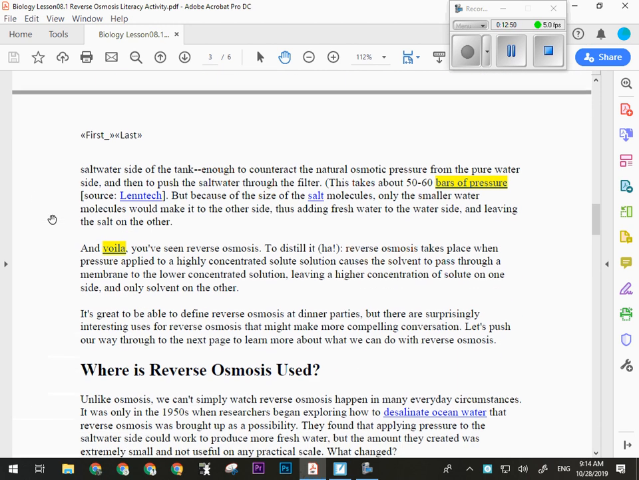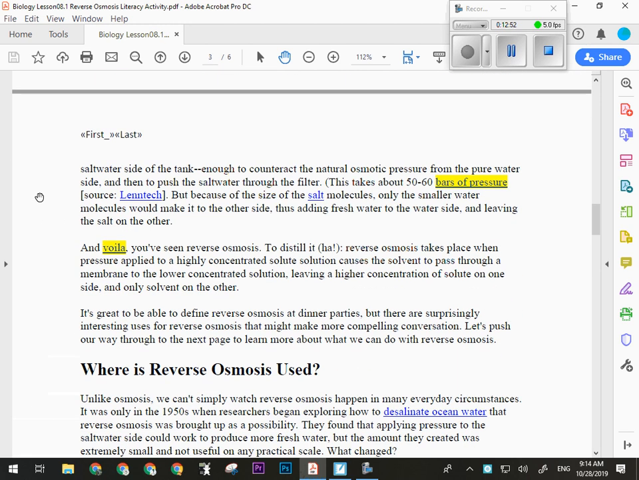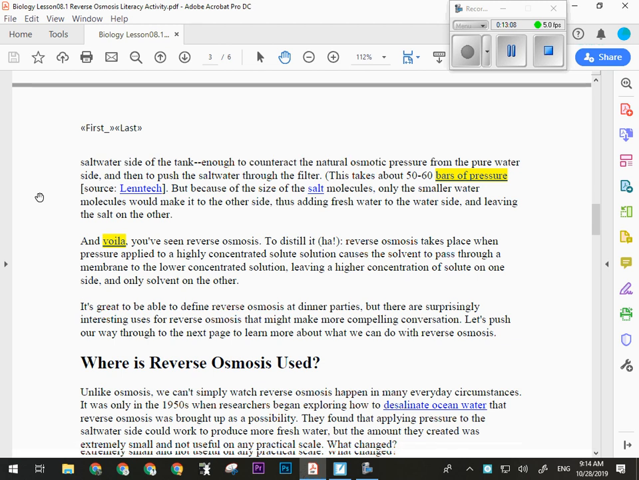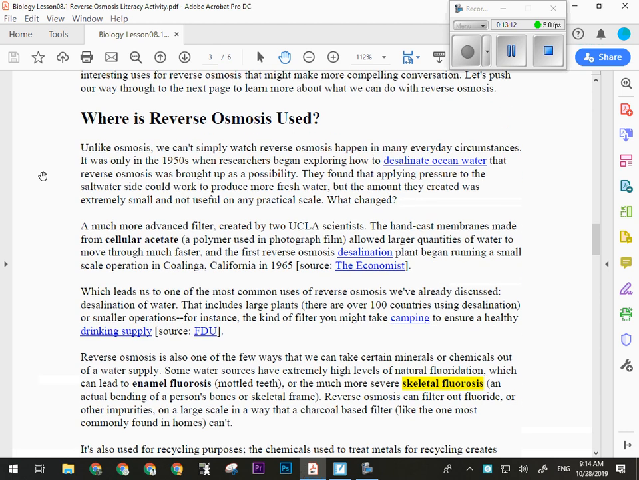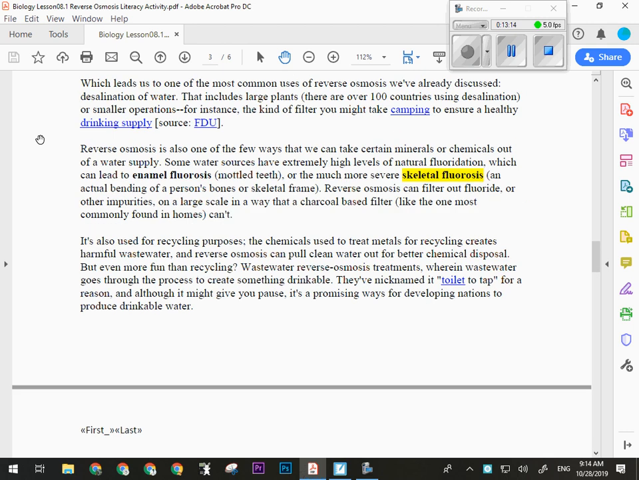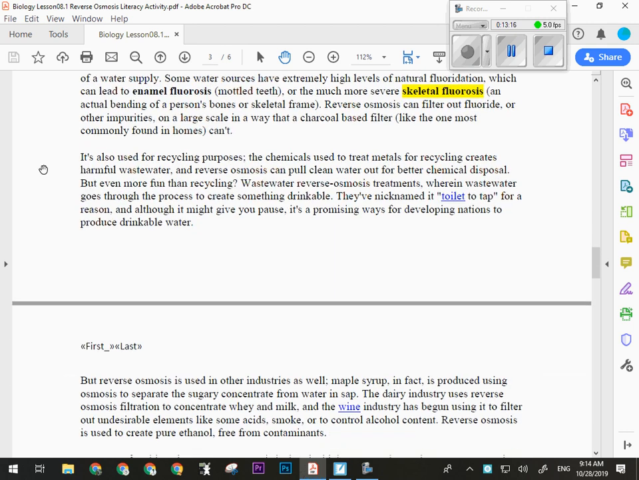Okay. Bars of pressure. Bars are a unit of pressure. Okay, it's a metric unit. We actually use pascals, in the metric system, pascals are a unit for pressure. There's bars and there's millimeters of mercury, and there's all kinds of different ways to measure atmospheric pressure. Okay. Voila is French. There you go, or there you are. And then we talked about skeletal fluorosis.